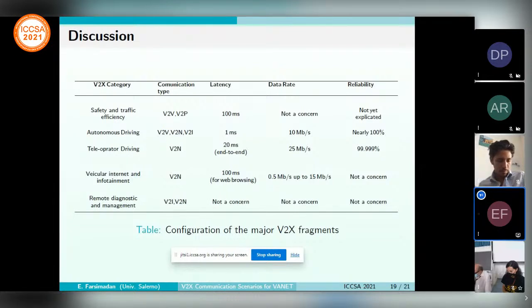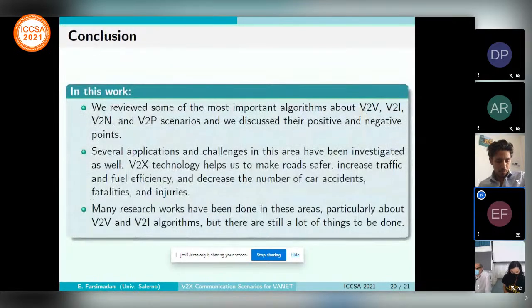Safety and traffic efficiency, autonomous driving, vehicular internet and infotainment, and remote diagnostic and management. About the conclusion of this work, we reviewed some of the most important algorithms about these 4 scenarios, and we discussed positive and negative points.